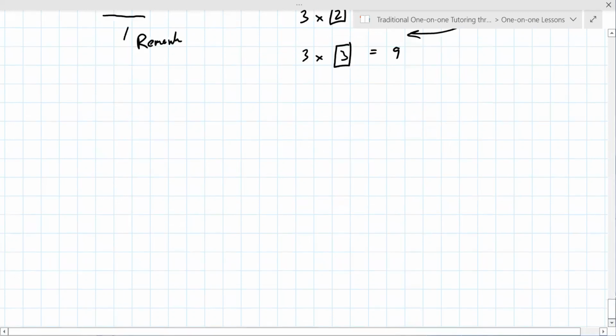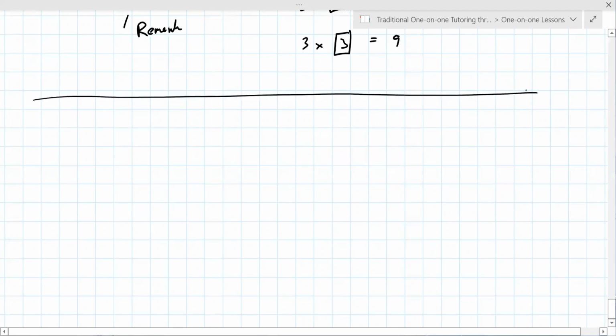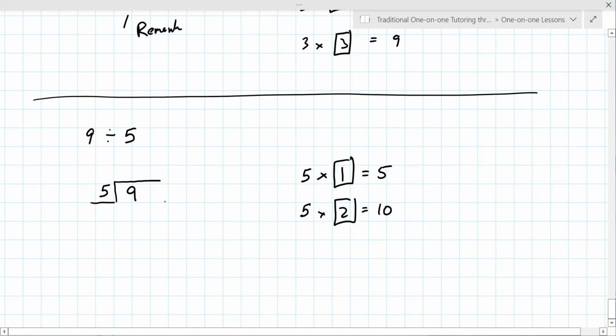Done. Great. Okay, so let's look at another problem here. Let's say it's 9 divided by 5. The 5 goes outside the house and the 9 goes inside the house. And off over here onto the right, 5 times 1 is 5 and 5 times 2 is 10. Do you see that the 9 is between 5 and 10? Yes. So do we put a 1 or a 2 up above the 9?